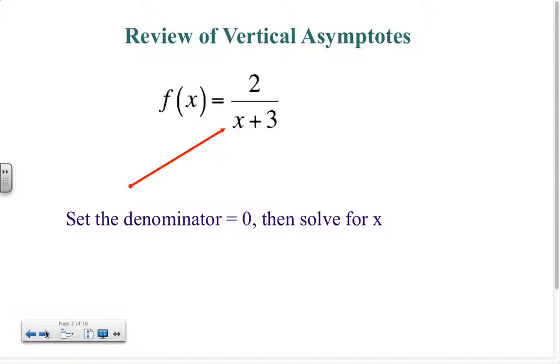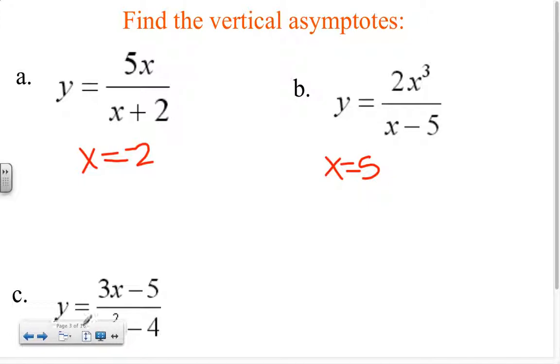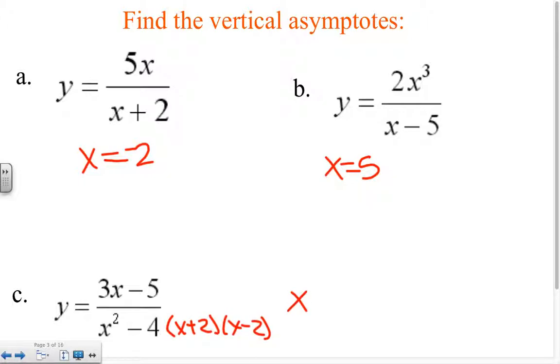So just a review of vertical asymptotes, which hopefully makes sense to you because all the vertical asymptotes are excluded values. Whatever would make our denominator 0 is our excluded value. In part A, our excluded value would be x is equal to negative 2. That would be the vertical asymptote. In part B, it would be x is equal to 5. In part C, if we factored this denominator, it would be x plus 2, x minus 2. So our vertical asymptotes would be x equals 2 and negative 2.